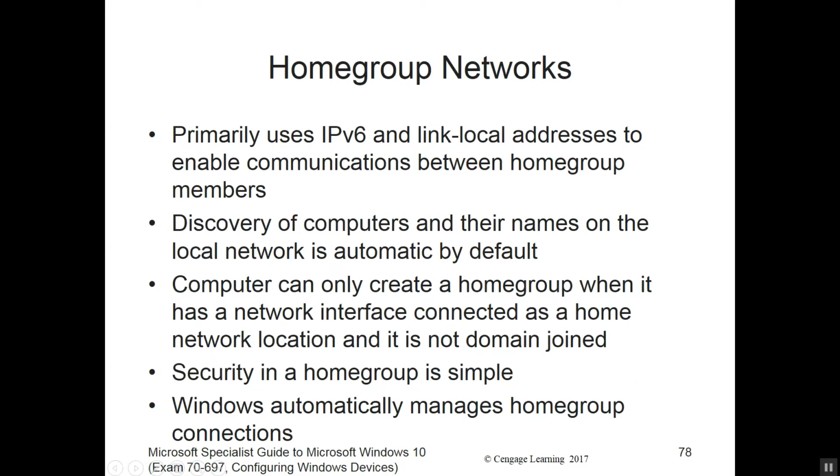And when it comes to Homegroup Networks, it primarily uses IP version 6 and link local addresses to enable communication between homegroup members, discovery of computers and their names on the local networks automatically by default. And a computer can only create a home group when it has a network interface connected as a home network location and is not joined to a domain.